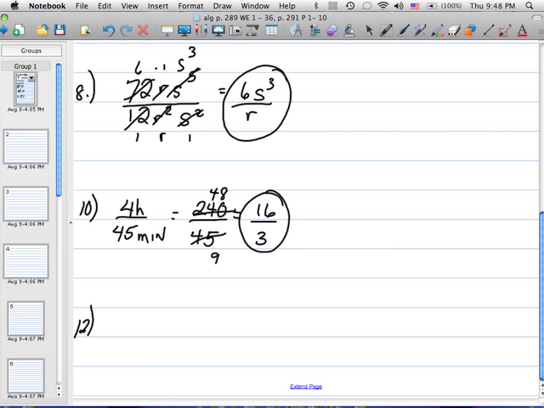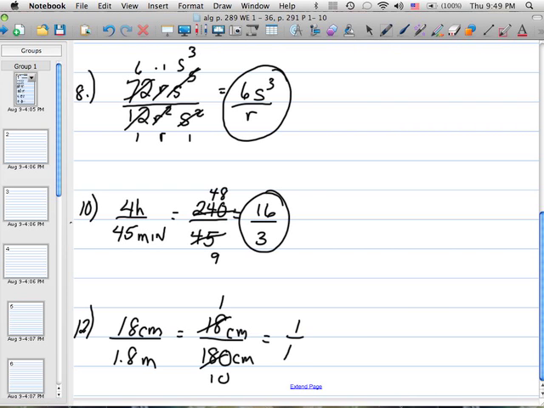Problem number 12, we have 18 centimeters over 1.8 meters. So that's 18 centimeters, and meters, there's 100 centimeters in a meter, so we need to move the decimal over 2. Change meters to centimeters, 180 centimeters. So we can cancel, and it's going to be 1 to 10.